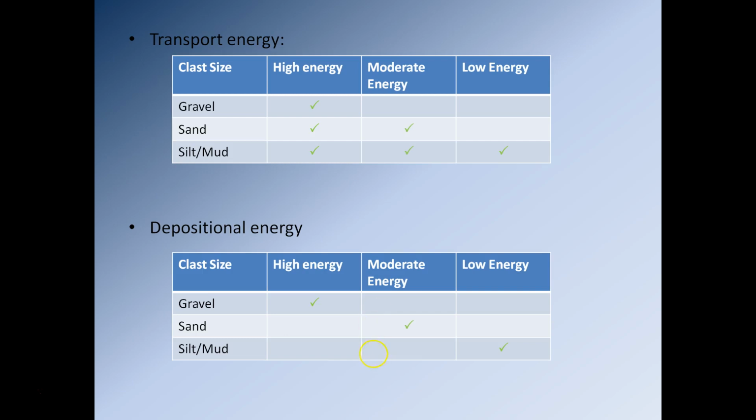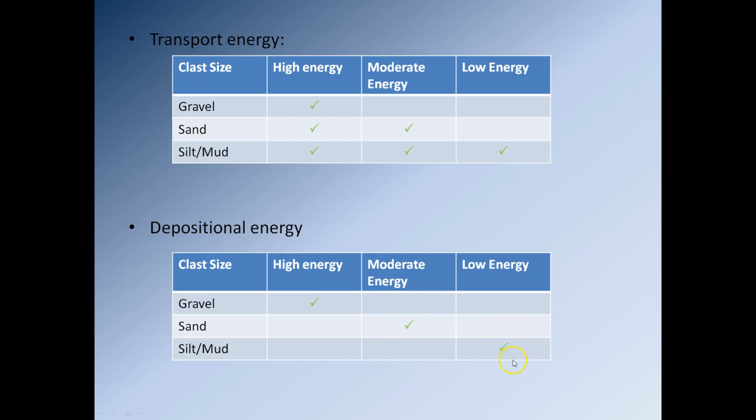Now, that means that as soon as a moderate energy transporting medium starts to lose energy, like the wind or a river, as soon as it starts to lose energy, it's going to start depositing the sand-sized clasts. In the case of the muds and the silts, on the other hand, well, they're so fine-grained that once again, they're not going to be deposited. The river will still have enough velocity to transport those sediments, so they're going to be transported away. So we know that sand-sized clasts will tend to be associated with moderate energy environments.